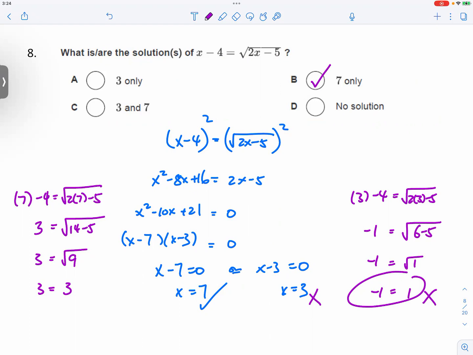Now, you may wonder, hey, Mr. Chan, how come when I was in middle school or in Algebra 1, we never really had to find out extraneous solutions? How come we have to find out extraneous solutions right now? Well, that's exactly why, because of the square, basically. When we square something, it hides the negative values. So it gives us an illusion that we could have two answers.